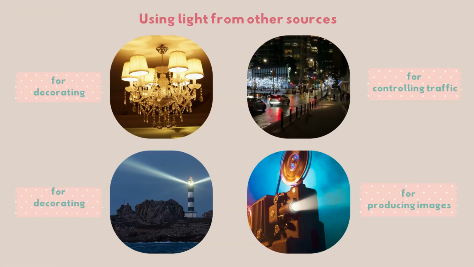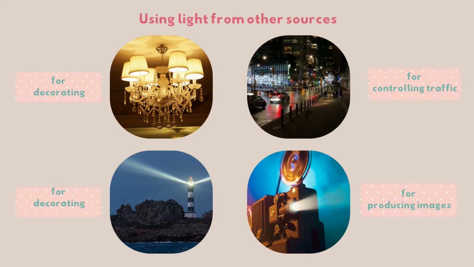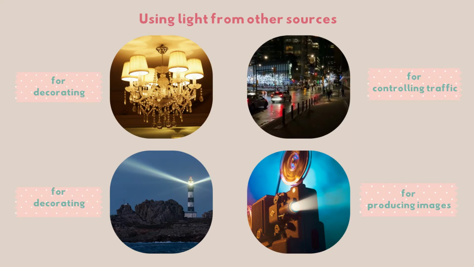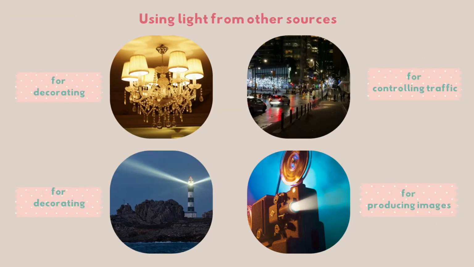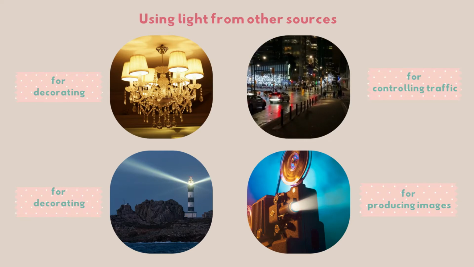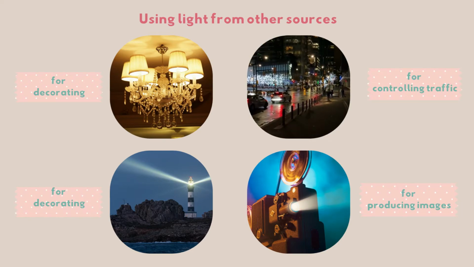Now we are almost at the end of the explanation. We come up with some uses of other sources of light. We use other sources of light to help us see at night. Besides helping us to see, there are other uses of light from other sources.